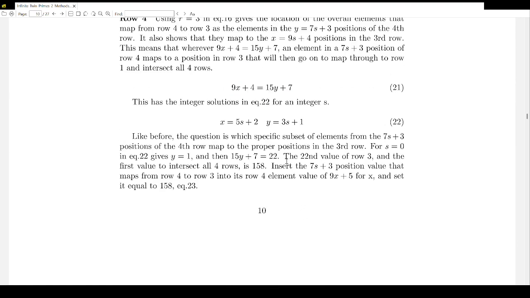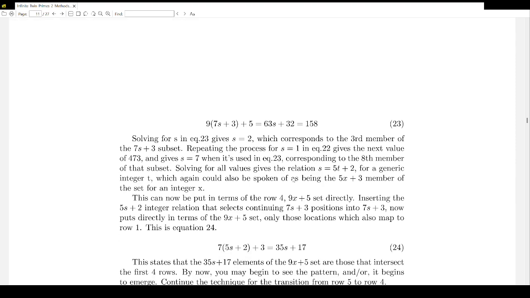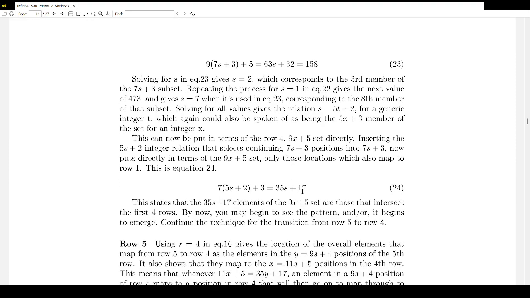And you'll see, like before, this new thing we get, 15y plus 7, it's starting to grow. It's just going to grow bigger and bigger. Now we're up to 35s plus 17. This states that the 35s plus 17 elements of the 9x plus 5 set are those that intersect the first 4 rows. And by now you may start to see this pattern begin to emerge. The more you do this, you'll get familiar with it, and you can start to say, well, what's this overall pattern? Can we generalize it? And we're going to.